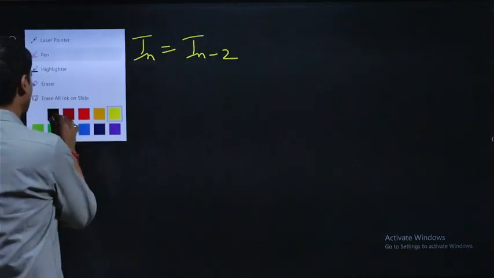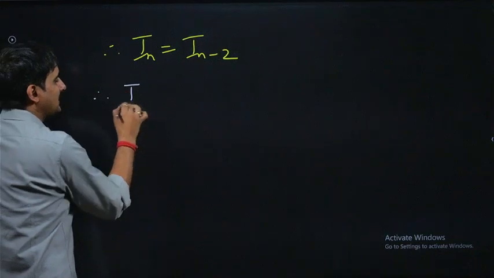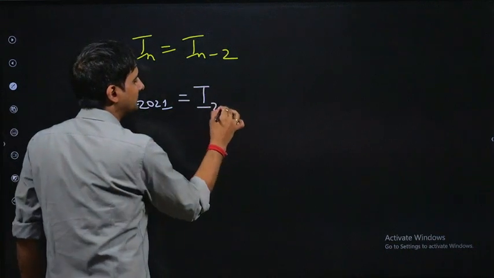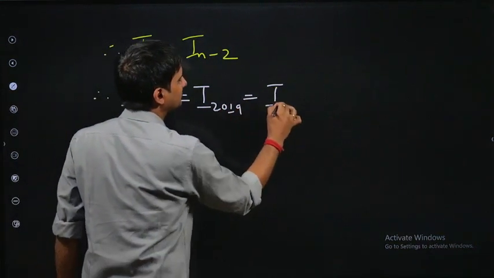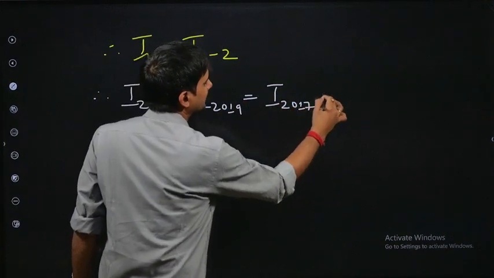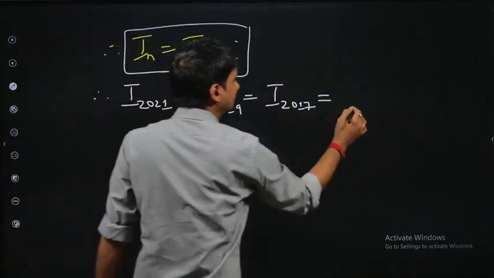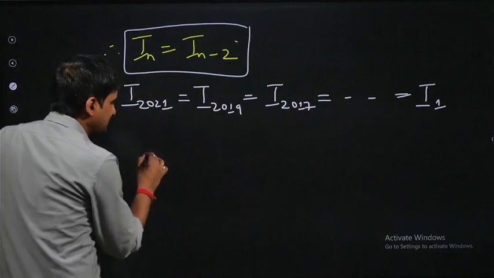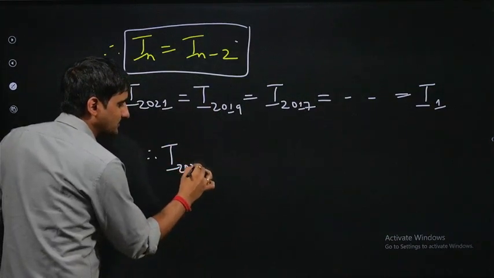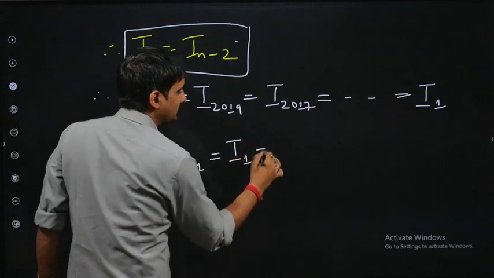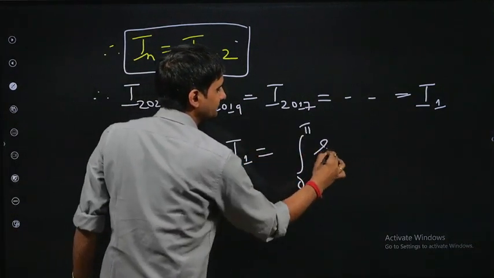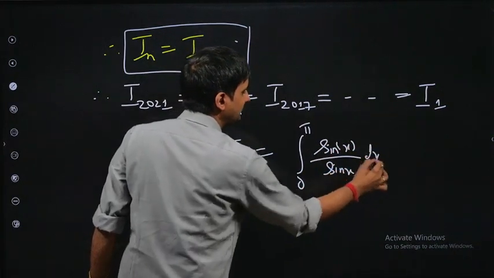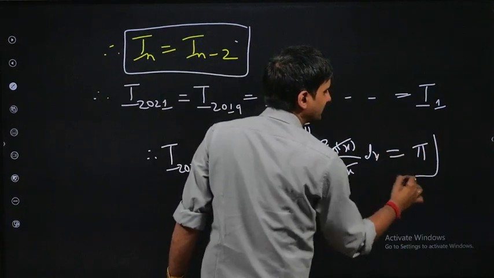So therefore, can't we write, if this would have been 2021, this is nothing but I_2019, which is on the other side. You go on reducing it, using this result every time, till you get I_1. So that means I_2021 is equal to I_1, which is the integral from 0 to pi, n is 1, so sin x by sin x with respect to x, and this is nothing but pi. So the answer should be pi.